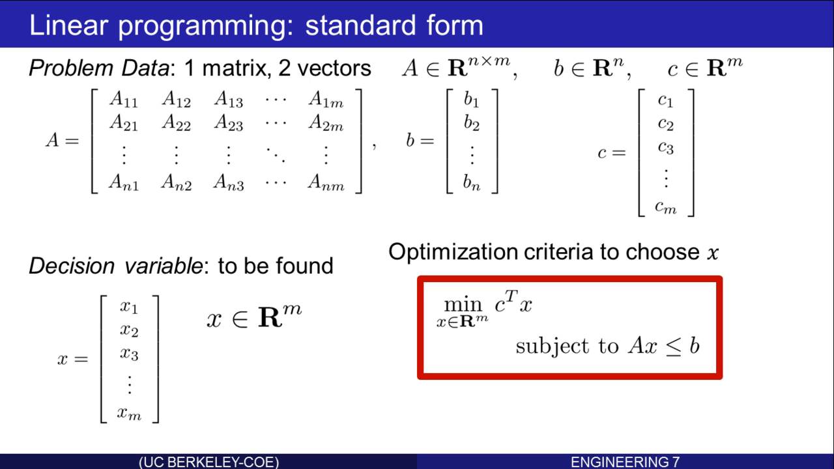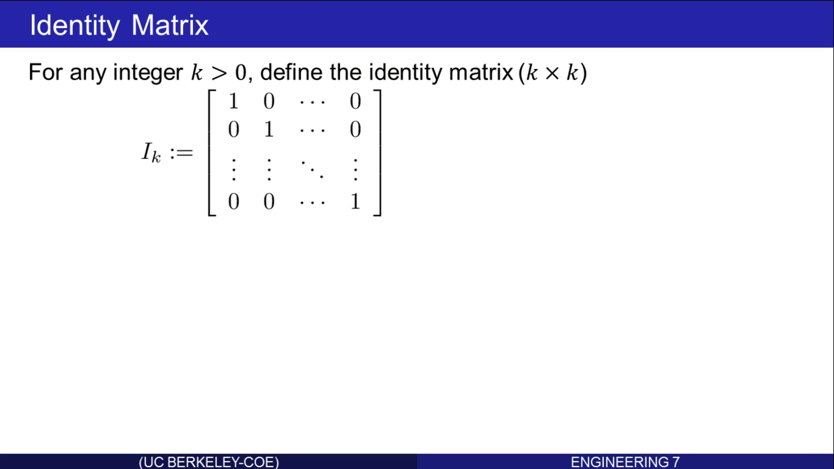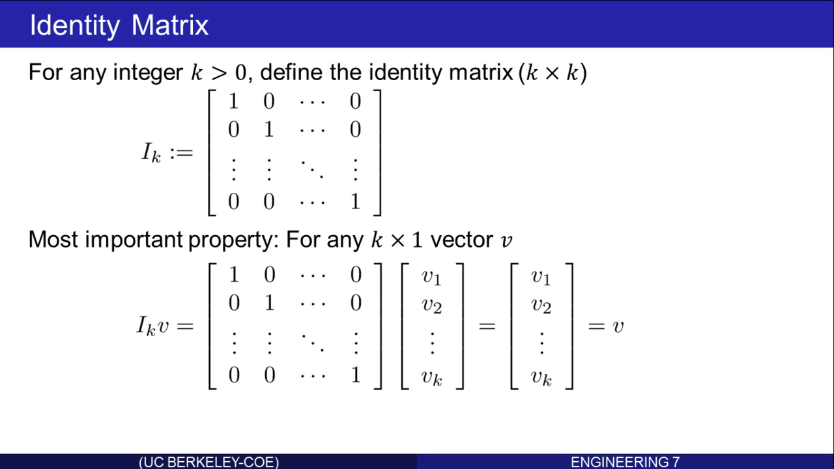If we look at the diet optimization problem, it didn't appear to be exactly in this form. Let's see how we can transform it to this form. First, let's remember what the identity matrix is. For any integer k, the k by k identity matrix is the square matrix with 1s on the diagonal and 0s elsewhere.